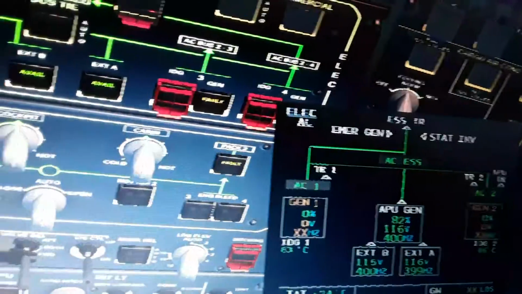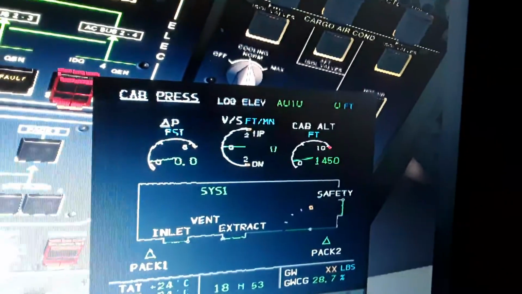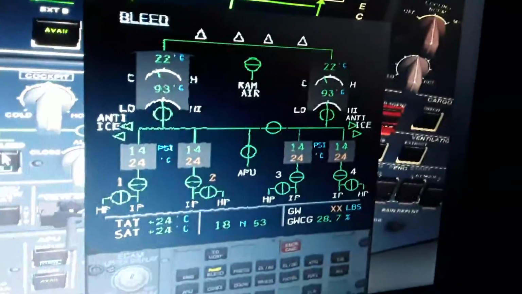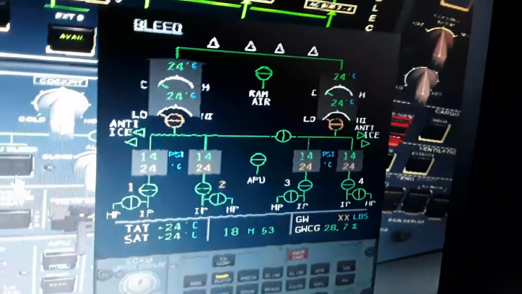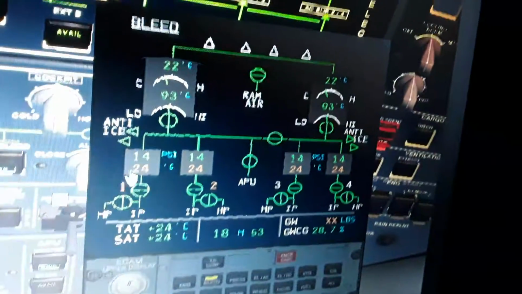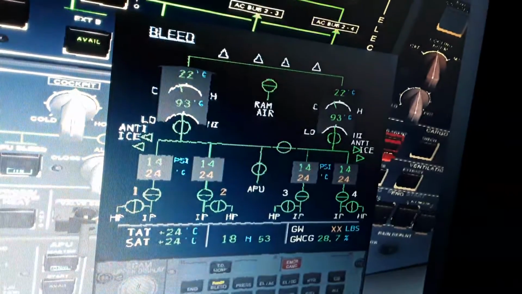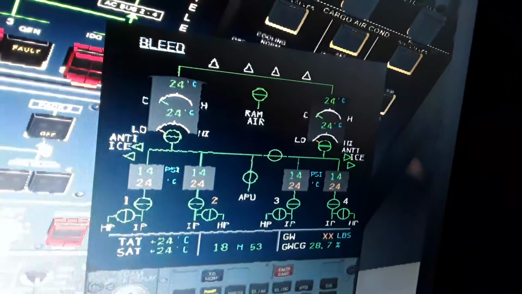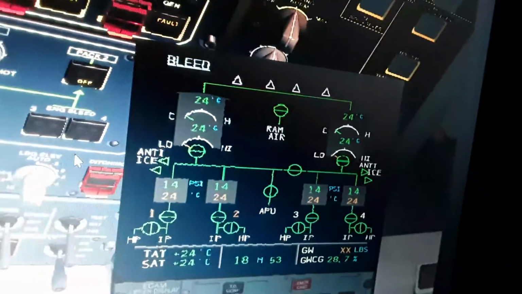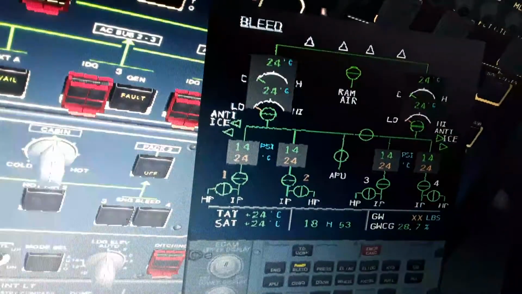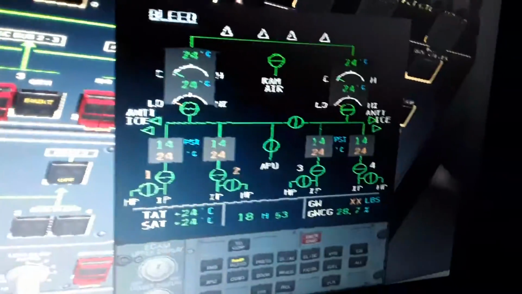I'm going to use the APU bleed here. You can see the APU is on right now. If I turn it off, you can see there is no bleed air right now. If I turn it on, there is bleed air. But I don't need the packs for engine start, so I'm going to turn the packs off. And then maybe I can use the isolation here in the closed position, because I'm going to start the left engines first, number 1 and number 2.